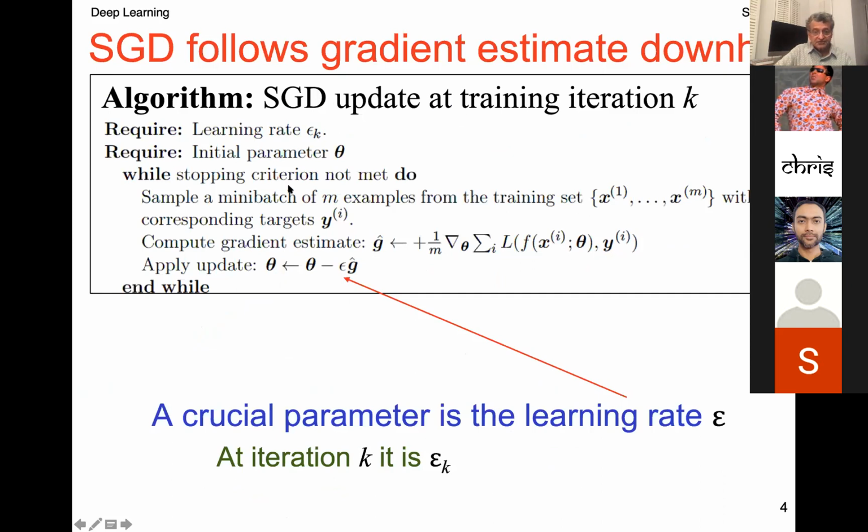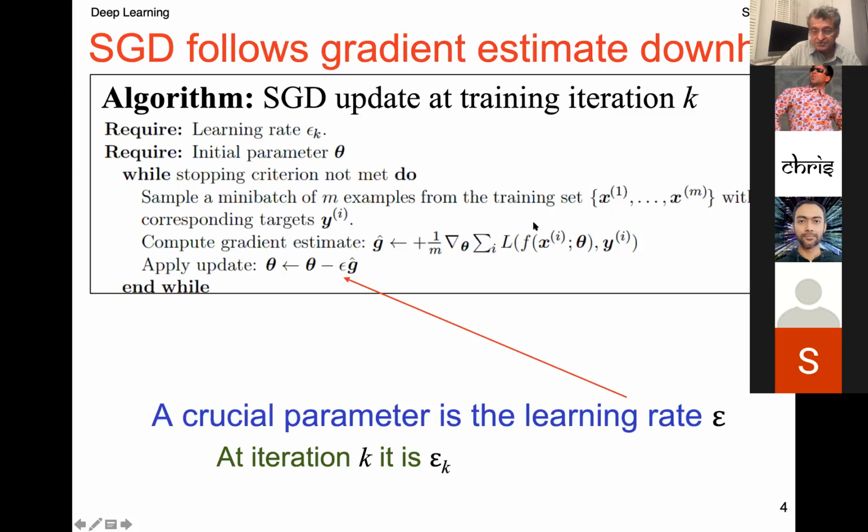This shows the algorithm here, with learning rate epsilon k, specialized to the kth step. Initial parameter theta. While the stopping criterion is not met, sample a mini batch of m examples from the training set, with corresponding targets y, and compute the gradient estimate g hat, 1 over m times the derivative of the loss function L of f and y.